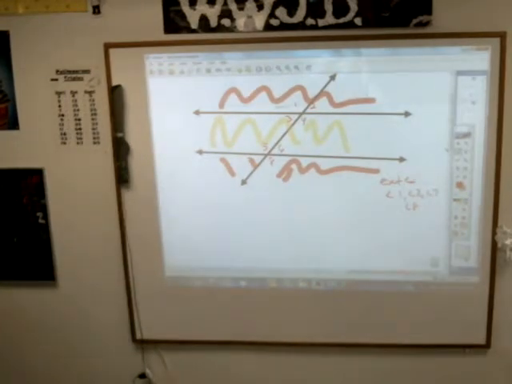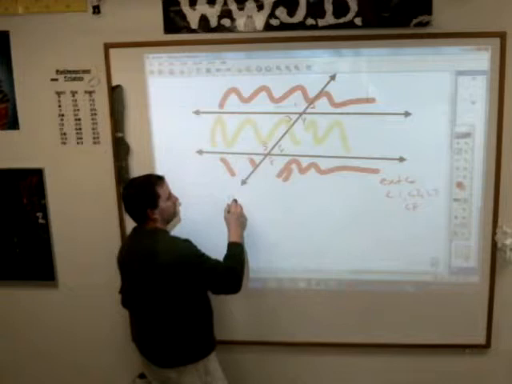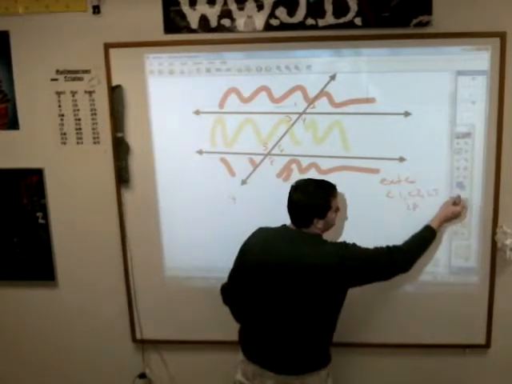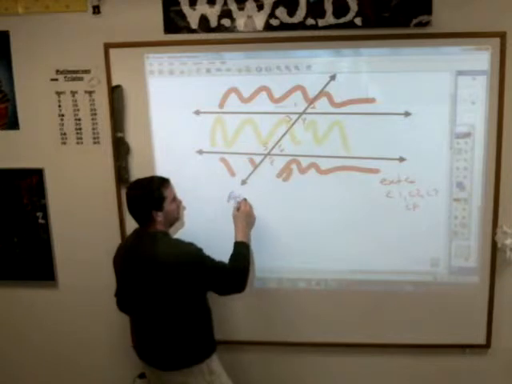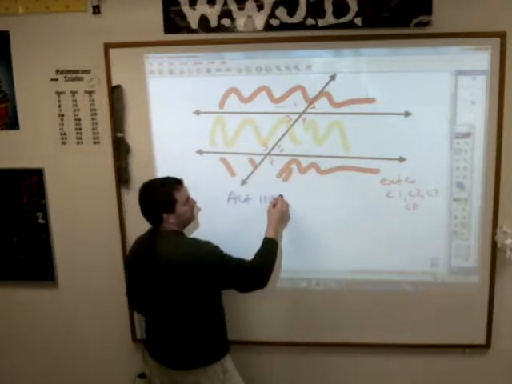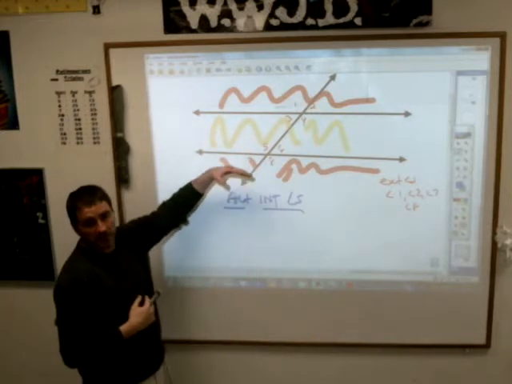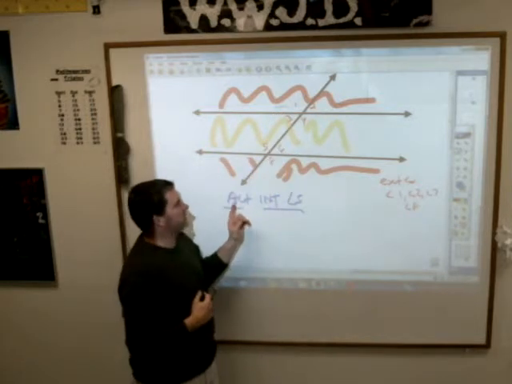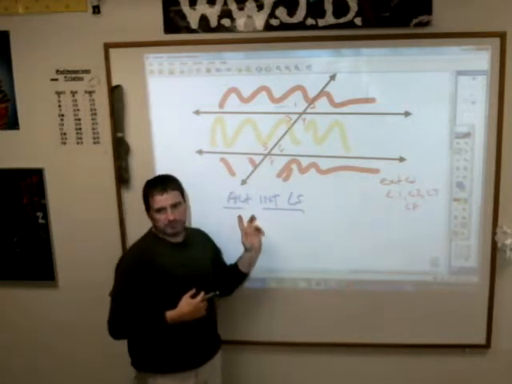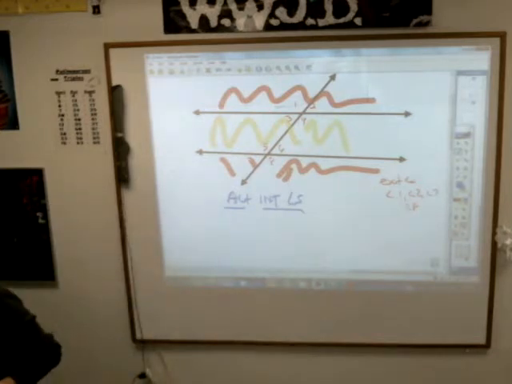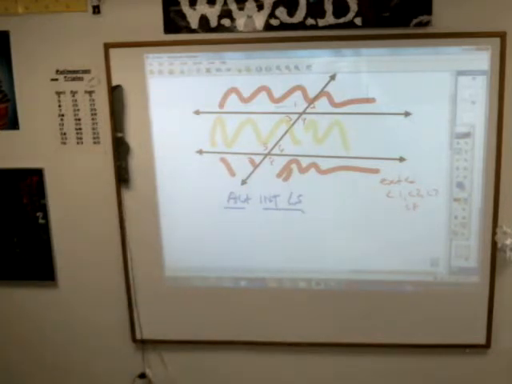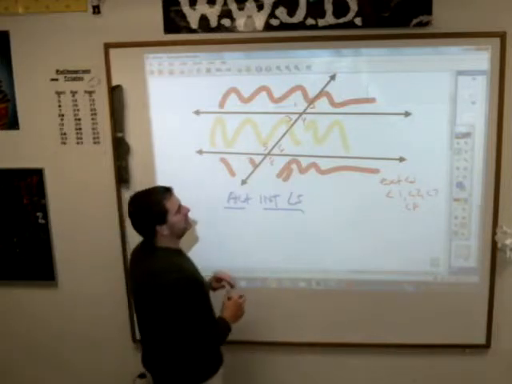Okay, now, back to what we talked about. Alternate interior angles. First of all, we know that these are interior angles. What does the word alternate mean? If you alternate something, what does that mean? Switching and changing. And that's what this kind of means too.